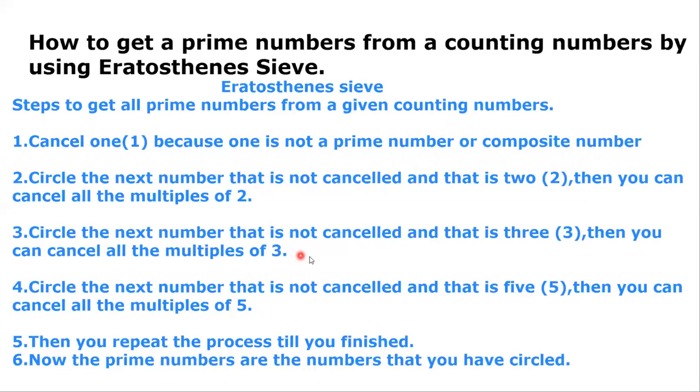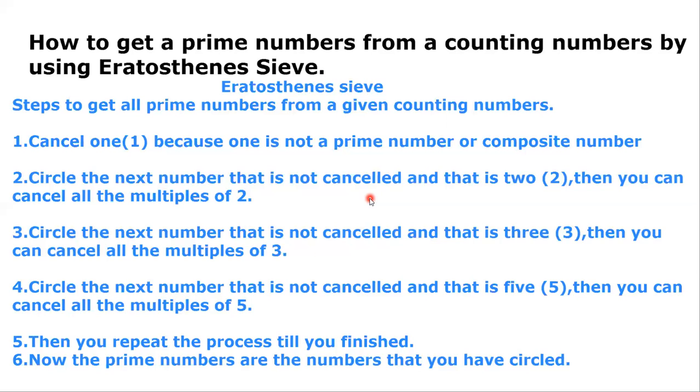Then you circle the next number that is not cancelled. The next number after 3 would be 4, but 4 has been cancelled due to the multiples of 2. That is why you have cancelled the 4. So 4 can never be the next number after 3 at this time, since we cancelled all multiples of 2.